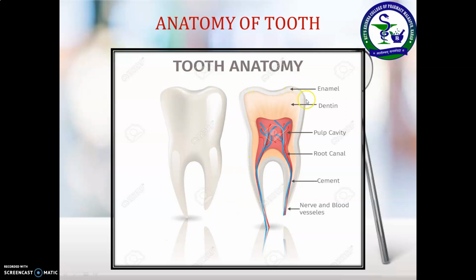Whenever enamel is damaged, our tooth becomes sensitive to heat and cold. And whenever the acid which is produced by the bacterial metabolism of fermenting carbohydrates acts on the teeth, and when it affects the dentine layer, it is converted into dental caries or lesions or cavity.